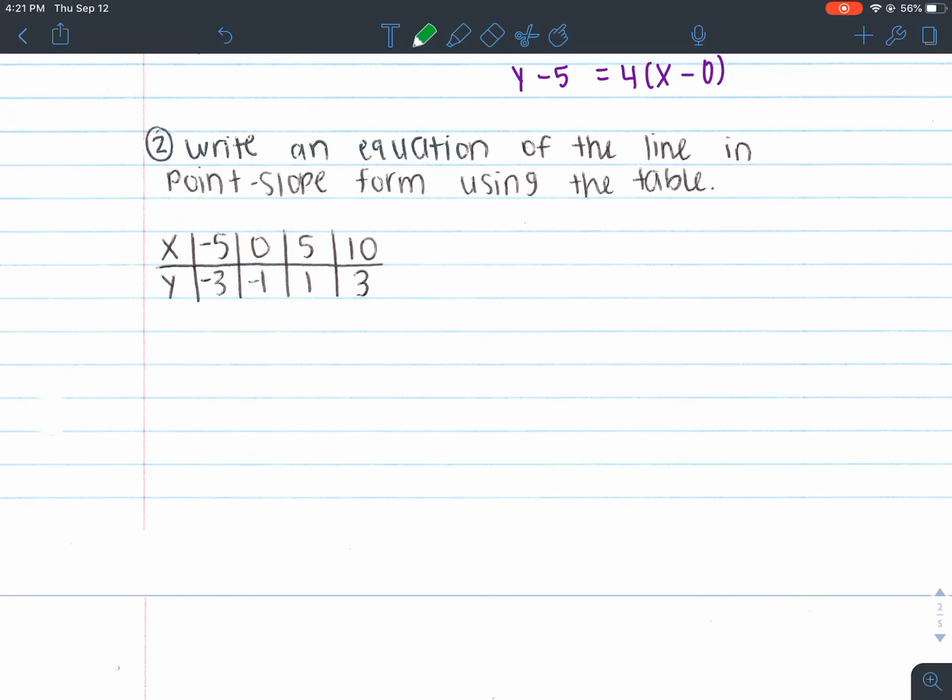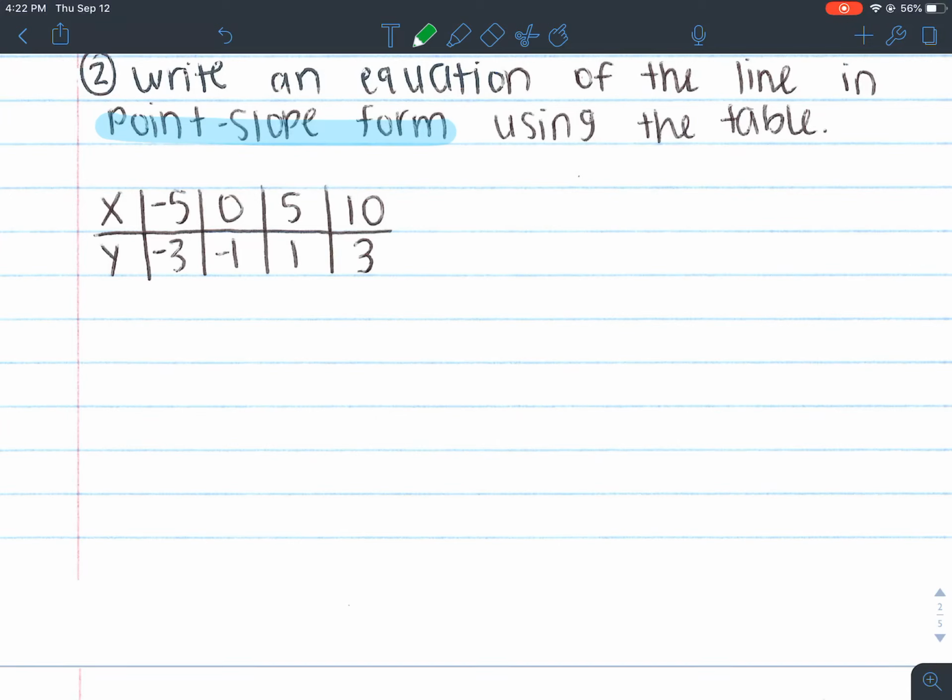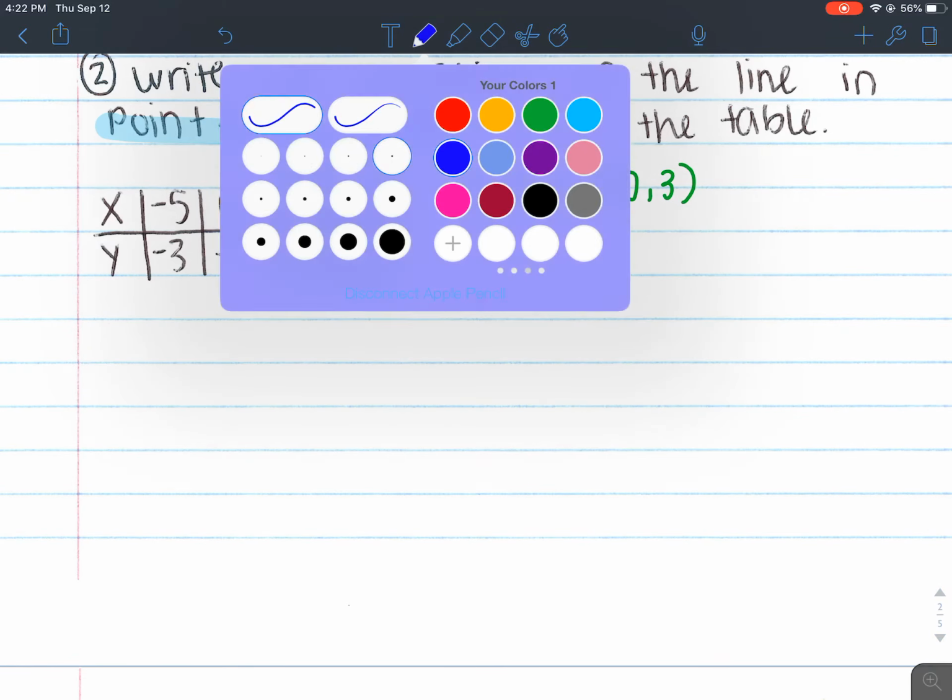Now, number 2 is the same thing. For this one, I'm not going to show you every single answer in the video because that's a lot of work. So same thing as the last problem. I need to write an equation in point-slope form. So I need a point and a slope. Now, I'm going to pick 2 points. I'm going to pick 5, 1 and 10, 3 to find my slope. And that's just because I want to. I don't have to, but I want to.